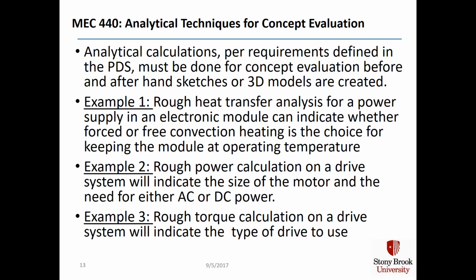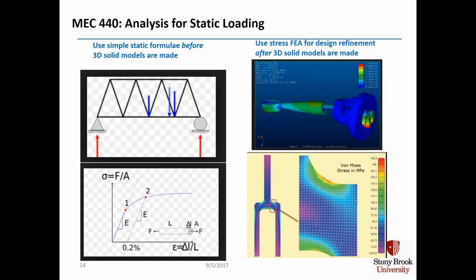Here's a couple of examples of analytical calculations you might do. Heat transfer analysis for a power supply in an electronic module to determine if you need forced or free convection to keep it cool. Mechanical power calculation on a drive system to indicate the size of the motor you need, or a torque calculation on a drive system to indicate if belt and pulley, sprocket and chain, or gear system should be used. As you refine your design further and have significant CAD data, you may switch your static calculations from beam theory to finite elements. Ditto for heat transfer or fluid flow calculations.